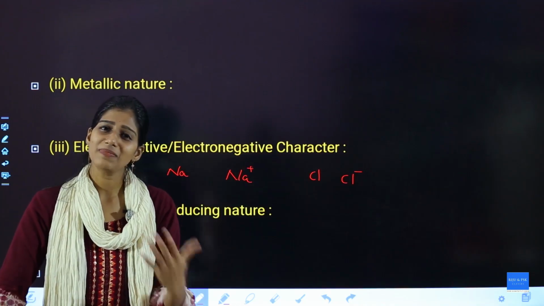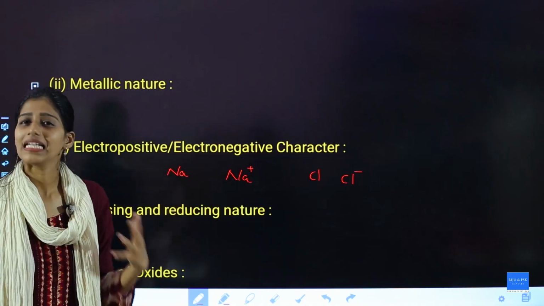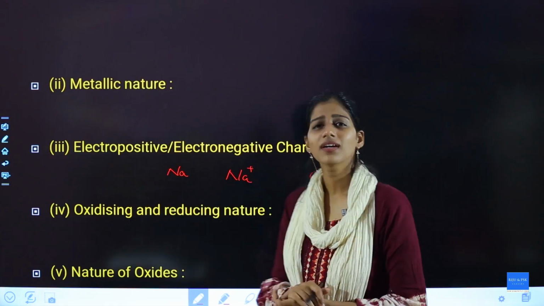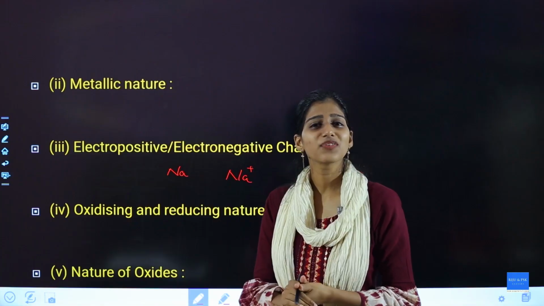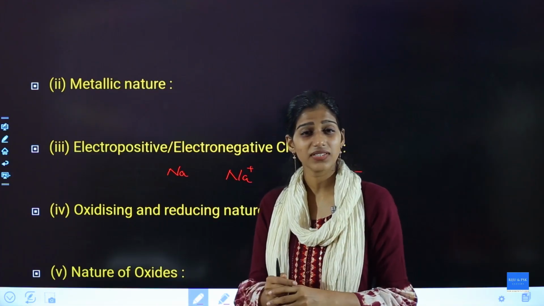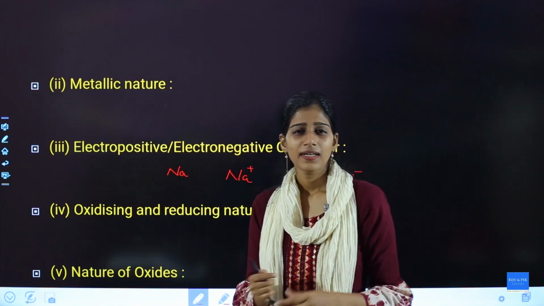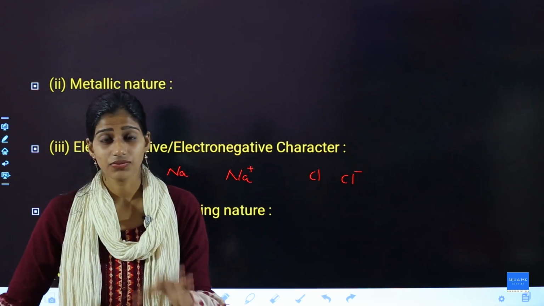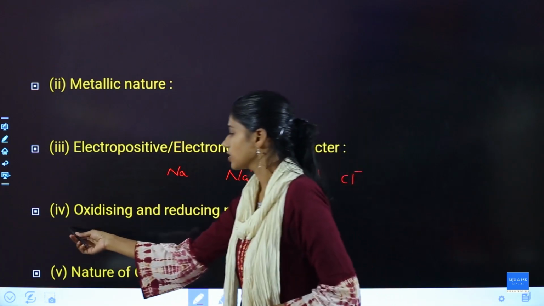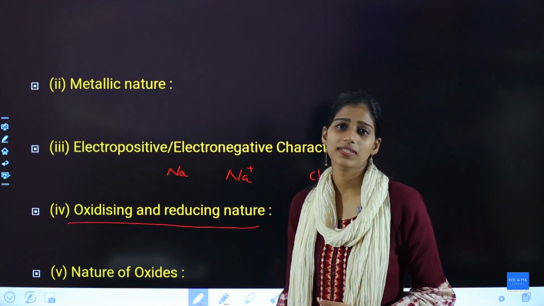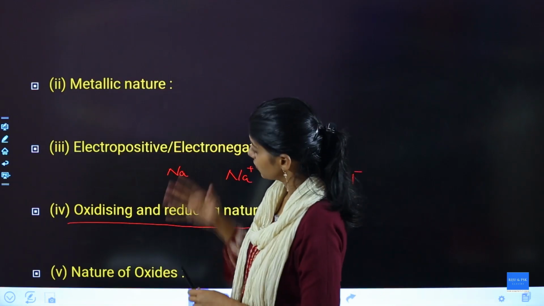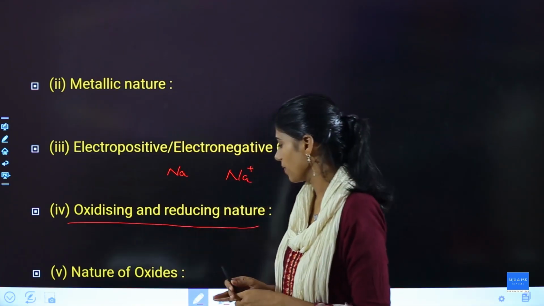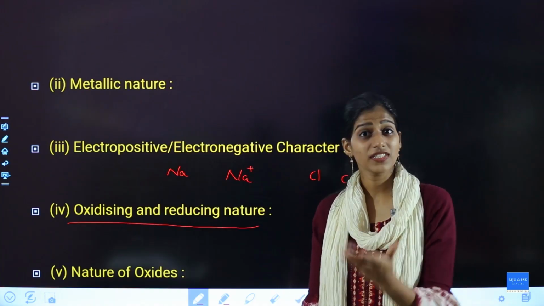Dear students, we will be discussing these two concepts in detail later. The next one is also a term, oxidizing and reducing nature. I know this is not at all a new term for you because we have already studied what an oxidizing agent and a reducing agent is. The system which helps in oxidation is your oxidizing agent, and the other which helps in reduction is your reducing agent. This oxidizing and reducing nature will be discussed in detail later. I am just listing some of the factors to tell you there is a change across a period. The fifth one is nature of oxide, which is very easy to understand.